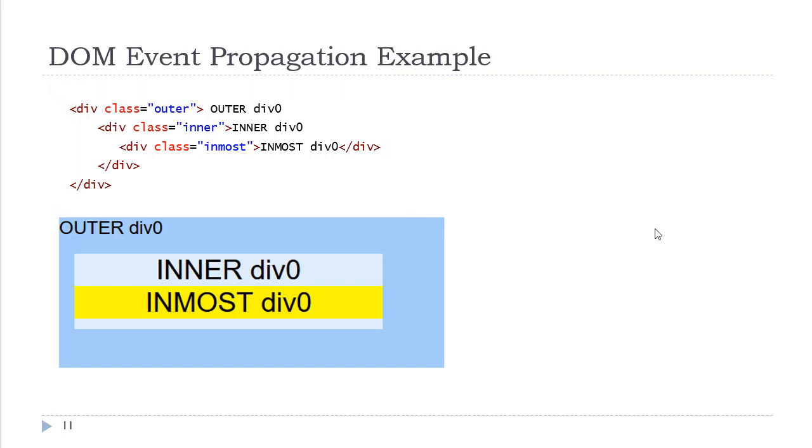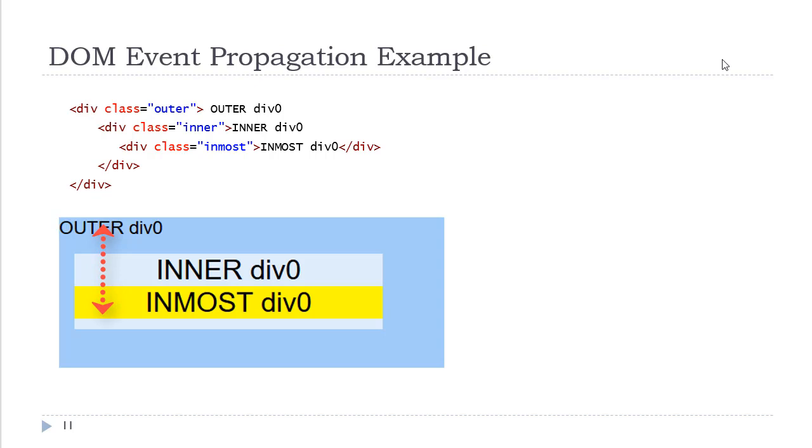In event bubbling, if I clicked on the inmost div here in yellow, that event would fire first, then inner, then outer. In event capturing, if I were to click on the inmost div, which is yellow, the outer would fire first, then the inner, then the inmost.